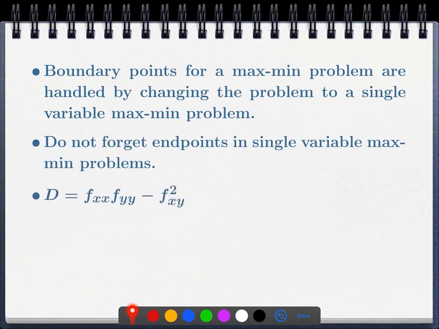This again is the value of D. It's f sub xx times f sub yy minus f sub xy squared. And you would need to memorize this for the test, except this will be an online test where I'm going to let you use your notes. So instead, you might want to have that in front of you before the test so you know what D is.